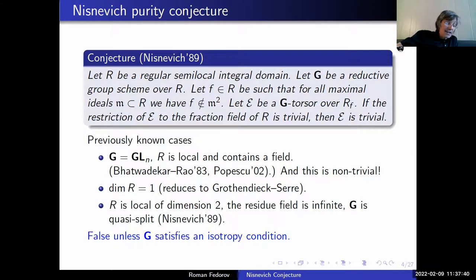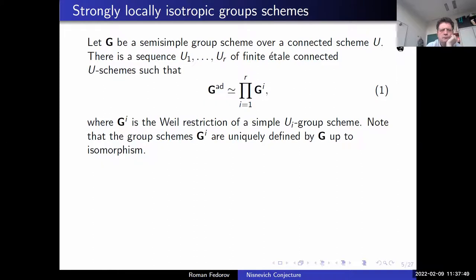Okay, so we are going to see that it's actually false unless G satisfies an isotropy condition. And now I'm going to tell you exactly what isotropy condition. So suppose I have a semisimple group scheme over any connected scheme U. Then you have the adjoint group scheme, of course. And the adjoint group scheme can be written as a product.